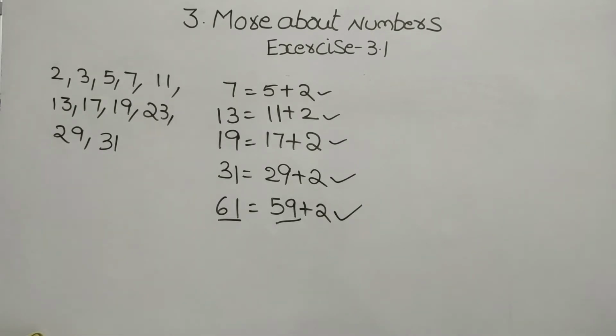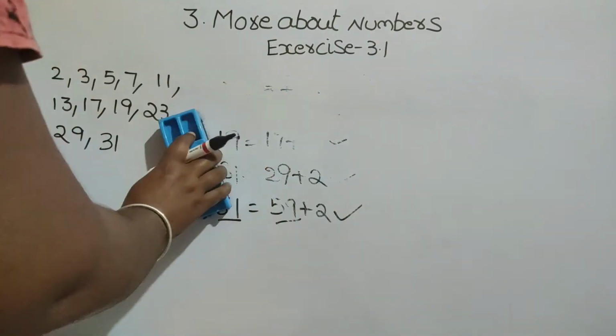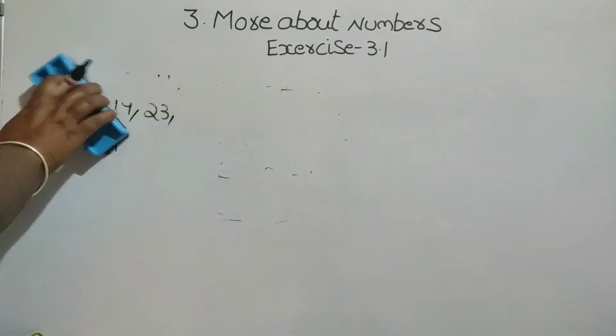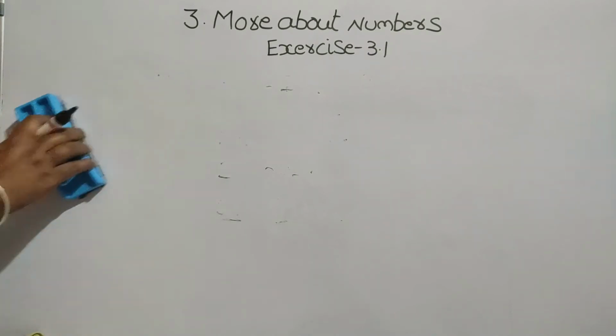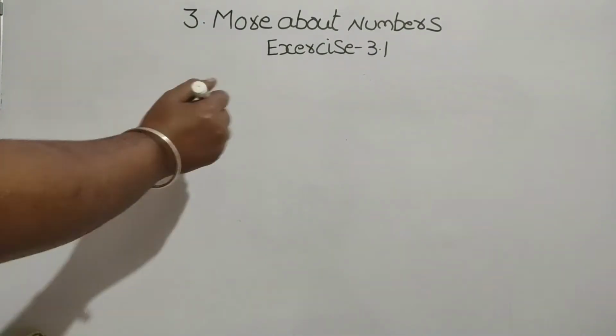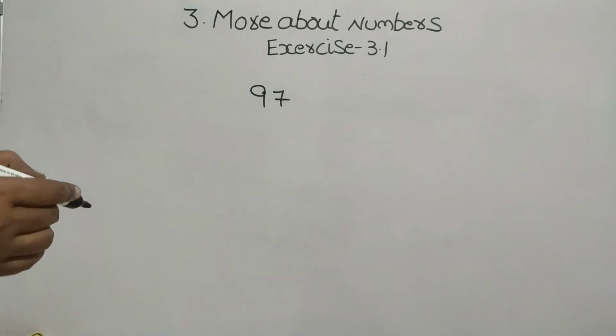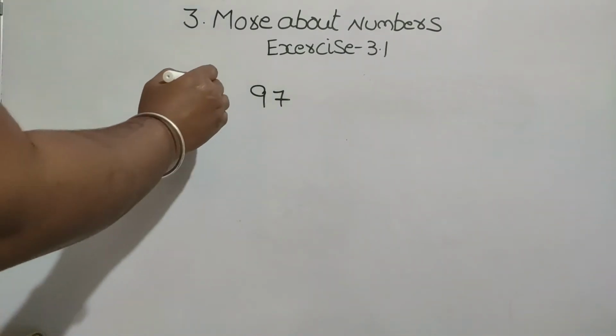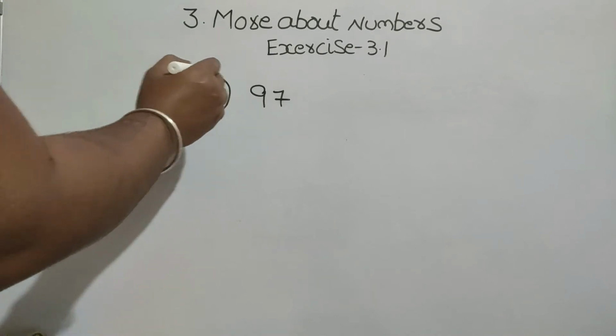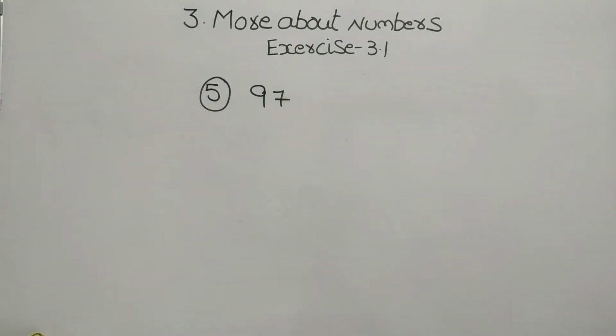which is the largest prime number less than 100? Less than 100, the largest prime number is 97. 97 is the answer for this question. Which is the largest prime number less than 100? This is the fifth question answer, 97.